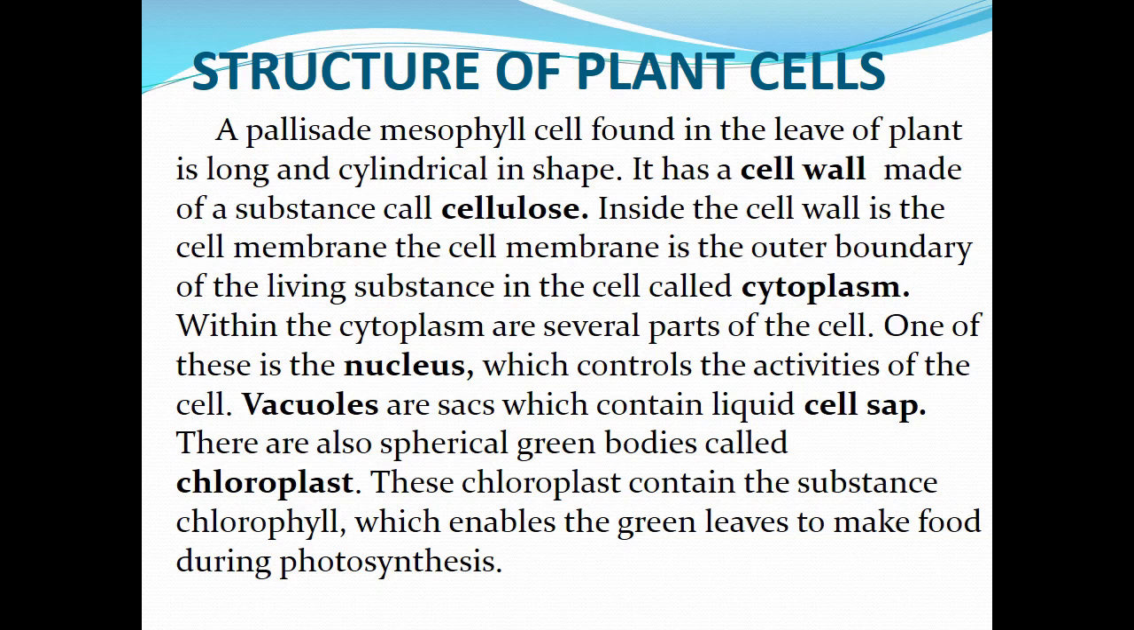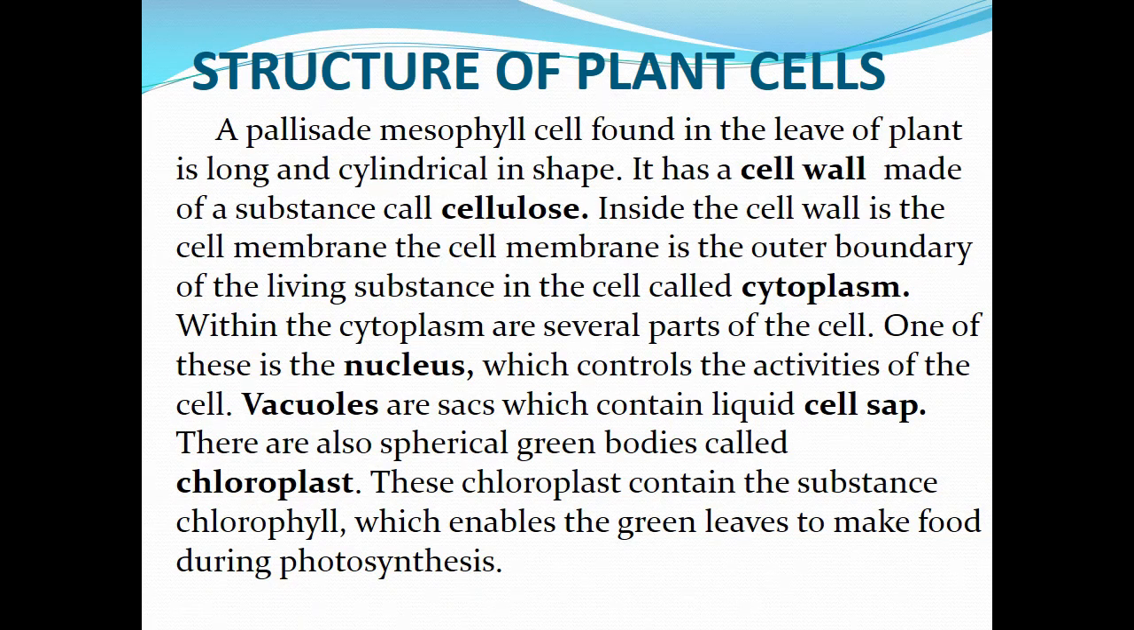The cytoplasm is the inner part of the cell, and it has so many parts. One of these parts is called the nucleus. The nucleus controls the activities of the cell. Every other activity that occurs in the cell is controlled by the nucleus. And then we also have the vacuoles. The vacuoles are sacs which contain a liquid called cell sap inside the cytoplasm. The first thing we have there is the nucleus inside the cytoplasm. The second one is the vacuole, and these vacuoles are sacs which contain the liquid called cell sap.